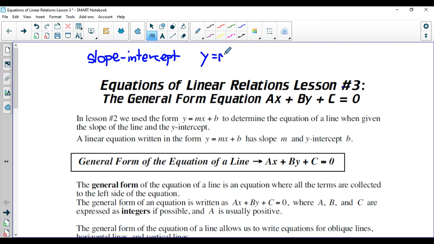The slope-intercept form of an equation is always written in the form y equals mx plus b. The usefulness of this equation is that it's presented in a way that tells you the slope, because the value of m is your slope. It also tells you the value of b, and b specifically is your y-intercept.